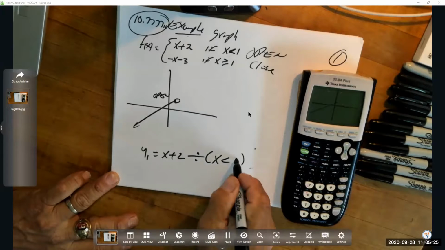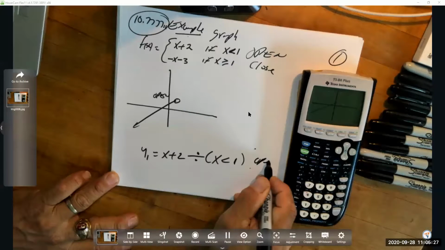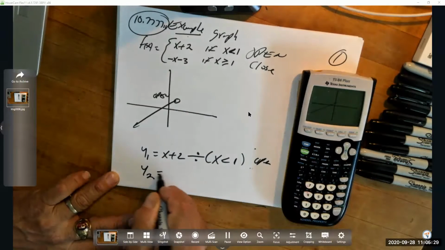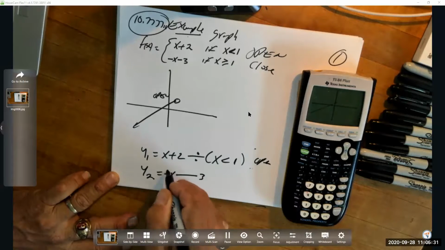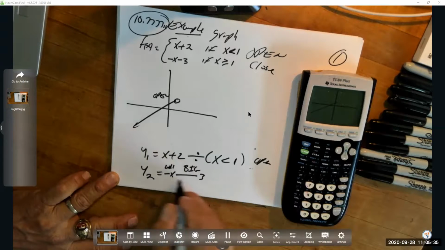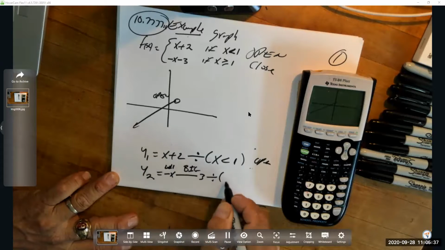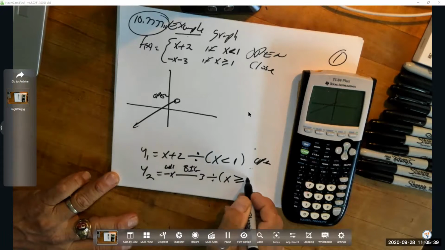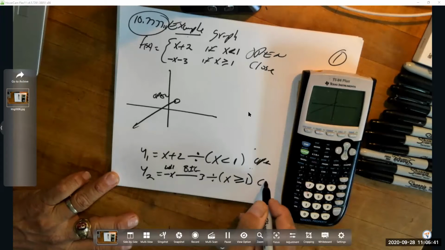Second one, y2 is going to be negative x minus 3. You also see that this is a little minus sign and this is a big minus sign. You'll see the difference between the division symbol. This one is with x bigger than or equal to 1, and this is going to be a closed circle.